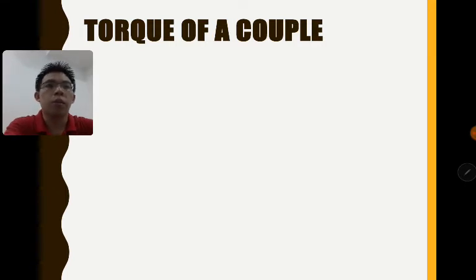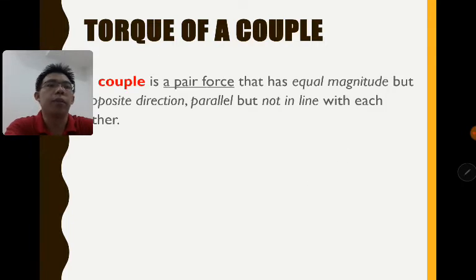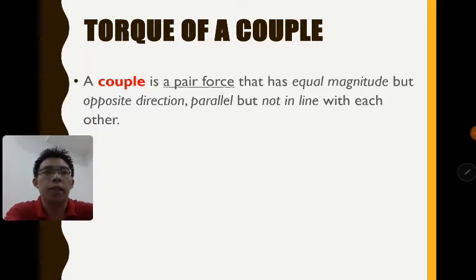Okay, so first of all, what is a couple? Not exactly a boy and girl, but that can be an example of an analogy. A couple is a pair of forces that have equal magnitude but opposite direction, parallel but not in line with each other. So a pair of forces equal in magnitude but opposite in direction.